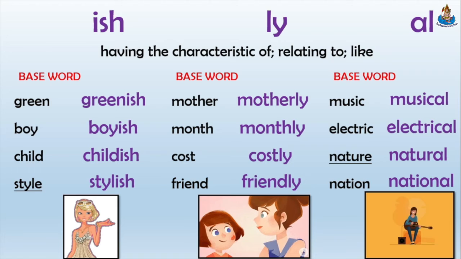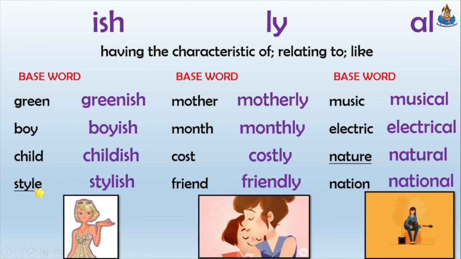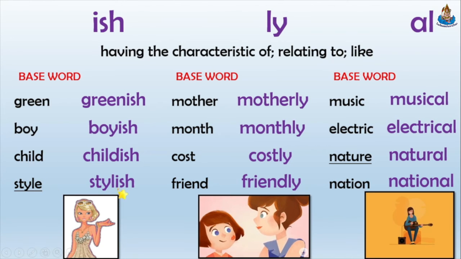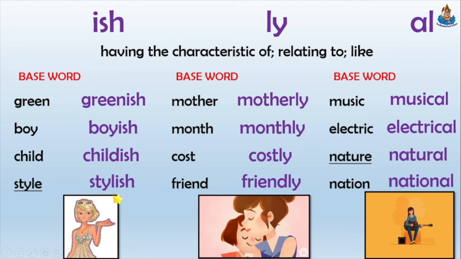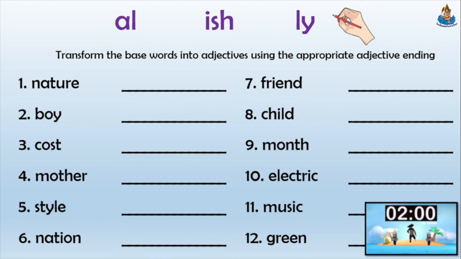Same thing with the word stylish. Style, we remove the E and then we add the suffix ish, it becomes stylish. Now let's see if you guys can remember which suffix go with these given words. So you have the choices al, ish, and ly.